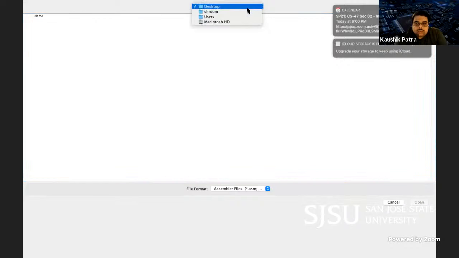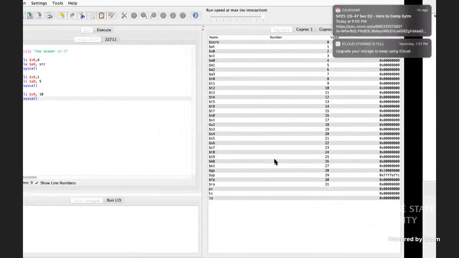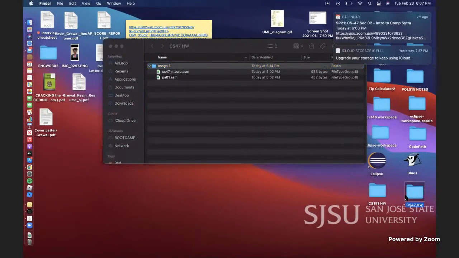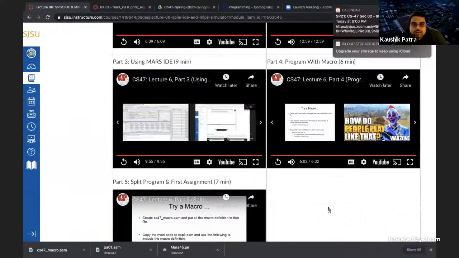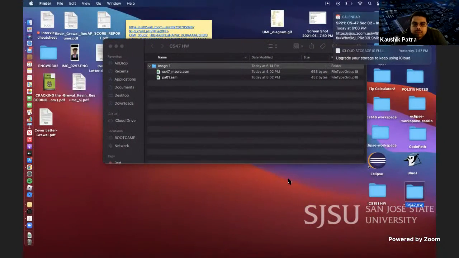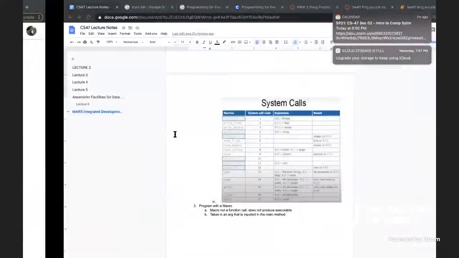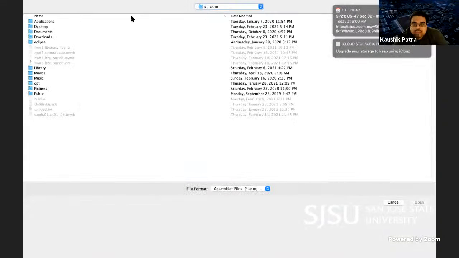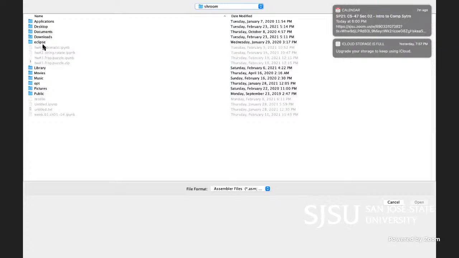Which one are you trying to open? That main program, right? I'm trying to open this folder in desktop. What is the path for that folder? It should be under my user, right here, and then these are my folders. It should be under desktop.